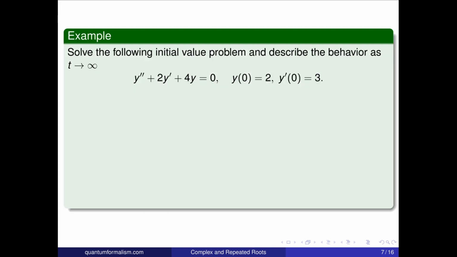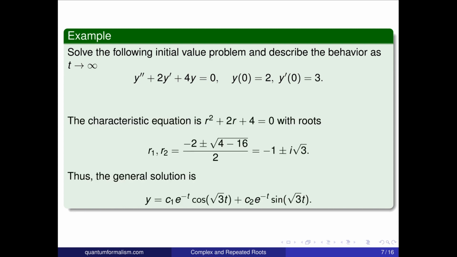So let's do a quick example. Let's try to solve this initial value problem and describe the behavior of the solution as t goes to infinity. All right, so the first thing to do is find the roots of the characteristic equation. In this case, the characteristic equation is r squared plus 2r plus 4 is equal to 0. And so now we just use the quadratic formula. So minus 2 plus or minus the square root of 4 minus 16.